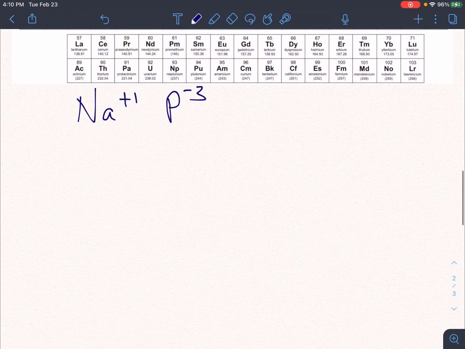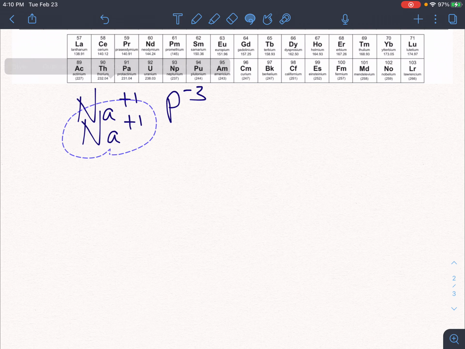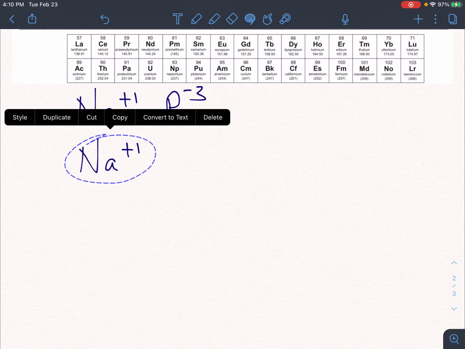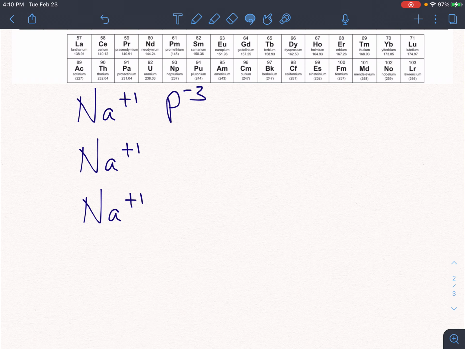So when I look at it as written with just one of each, I see that this is not neutral. The -3 needs more positives to cancel it out. So all I'm going to do is add more positives. I'm going to make another one, and I look and say, okay, so now I have +2 and -3. Still not canceling out. I need more positives, so I'm going to keep adding positives. I'm just going to add another sodium.